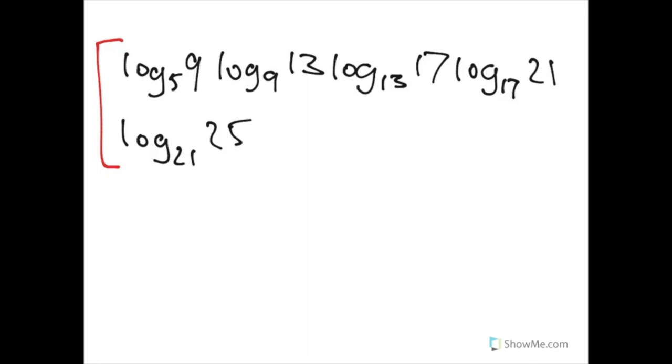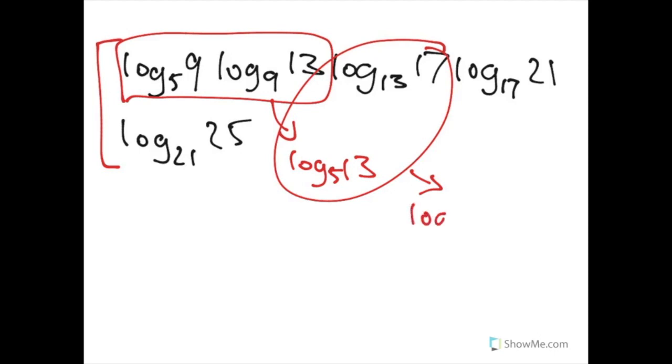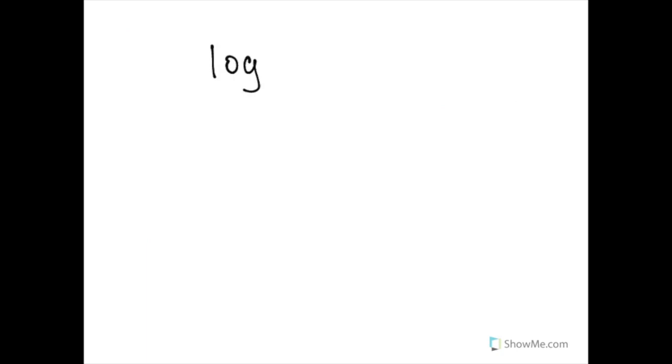Now, similarly for the second half, we can look at these two first. That will give us log base 5 of 13, and then these two together would give us log base 5 of 17, and so on and so forth. So this part of our product would be equal to log base 5 of 25. So our product overall would be log base 3 of 27 times log base 5 of 25.